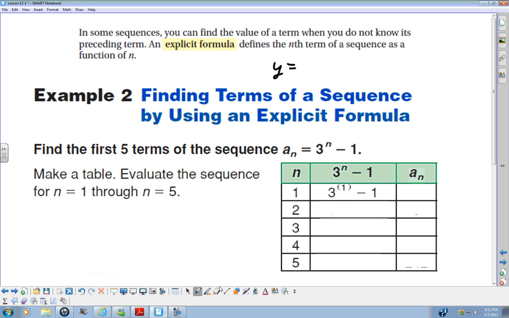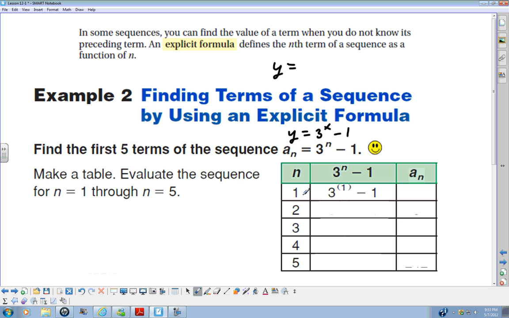So here we have this problem here. a sub n equals 3 raised to the power of n minus 1. And you could think of this as the same as y equals 3 raised to the power of x minus 1. So when we're talking about using the explicit formula, we're basically talking about using a y equals. So that means all I do is take the values of n, the term number, and put it in for n to find the answer.